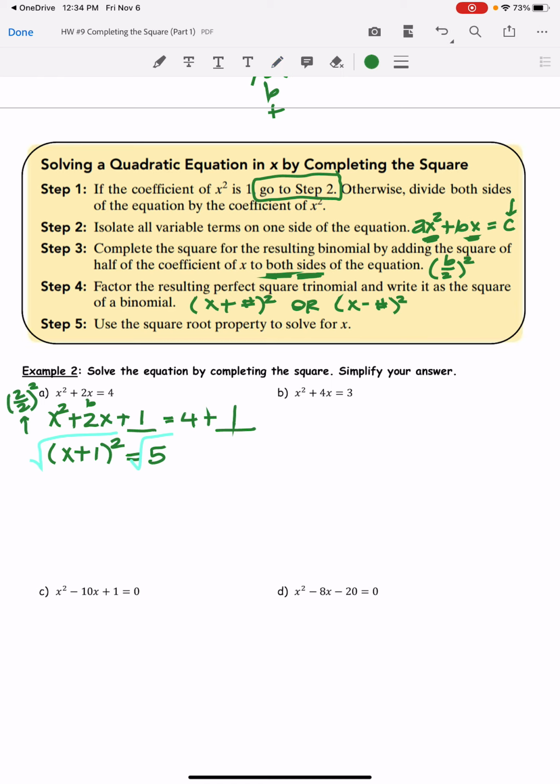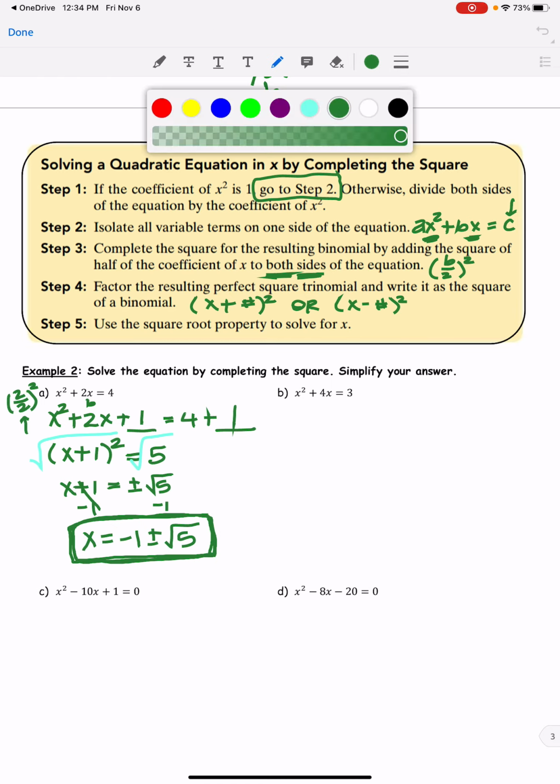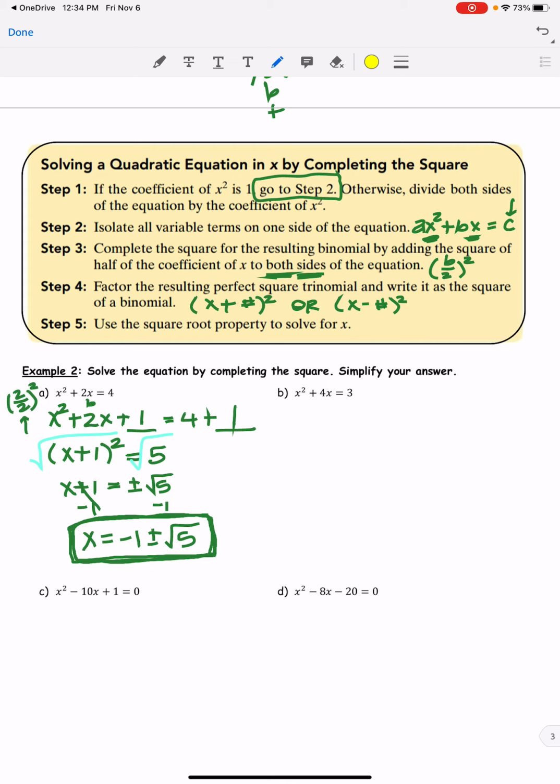Now, just to tell you, I told you we're taking this a step further than what you're going to be doing when you're using this in the conic section. You're going to be stopping right here at this portion. So just keep in mind that we're taking this a step further than you need to. But this way you get the process when you get to that conic section. So just keep that in mind.